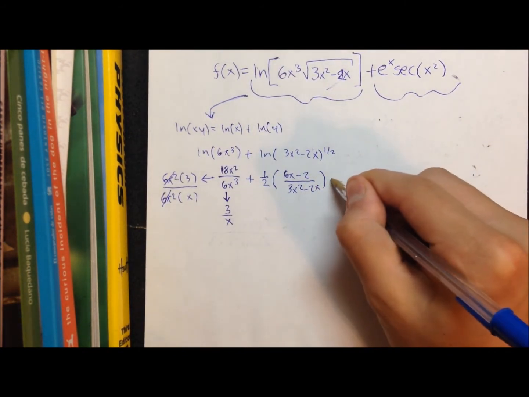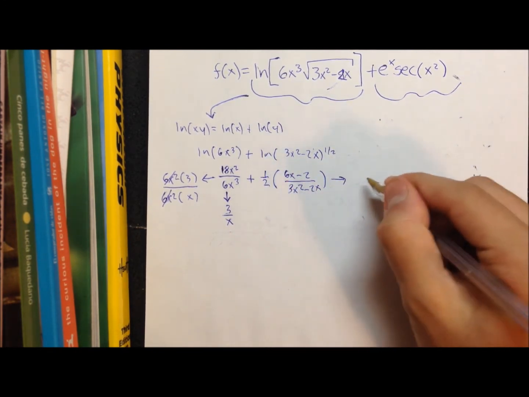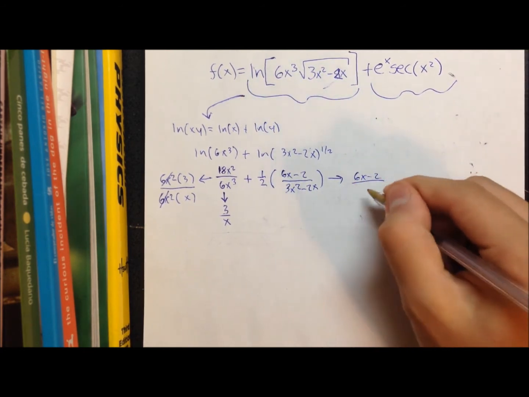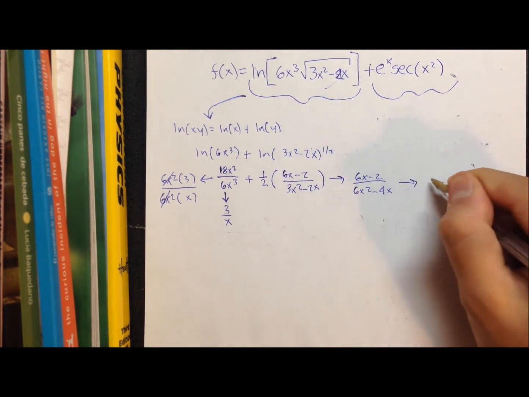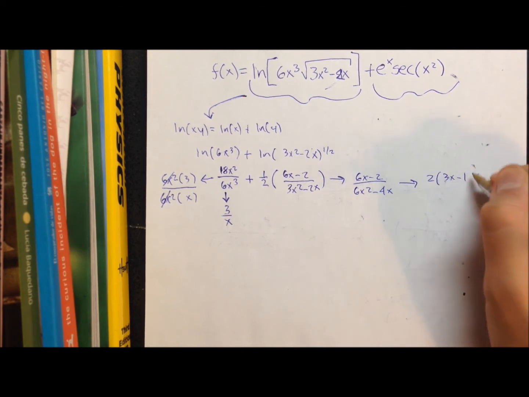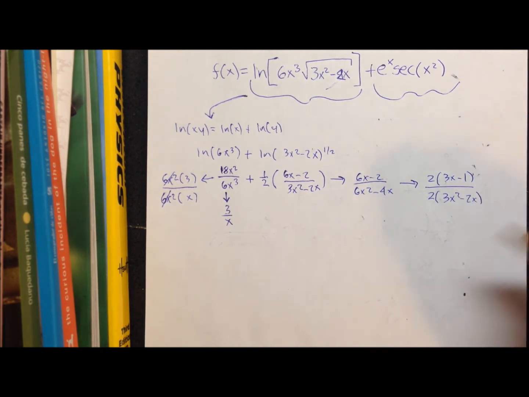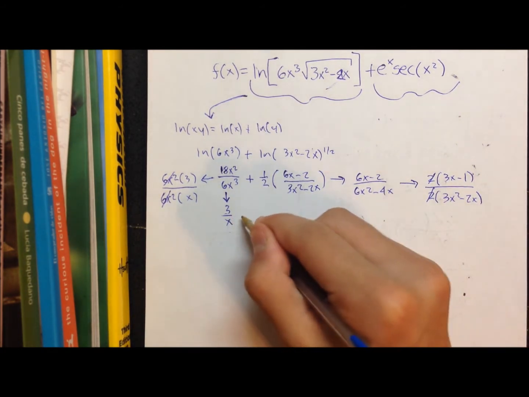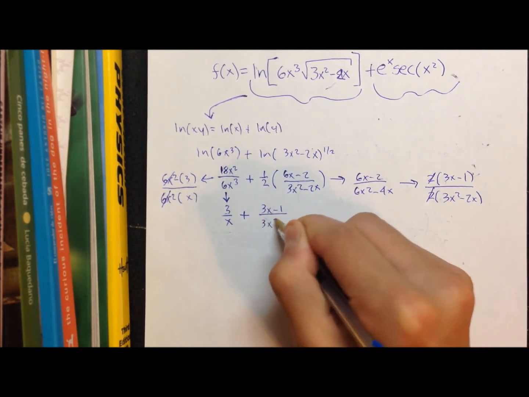Here we multiply this part, and it's gonna be 1 times 6x minus 2, which is 6x minus 2, over 2 times 3x squared minus 2x, which is 6x squared minus 4x. Then we can factorize this. We take out a 2, and it's gonna be 3x minus 1, over, we take out a 2, and it's gonna be 3x squared minus 2x. We cancel the 2's, and it's gonna be 3x minus 1 over 3x squared minus 2x. So 3 over x plus this, which is 3x minus 1 over 3x squared minus 2x.